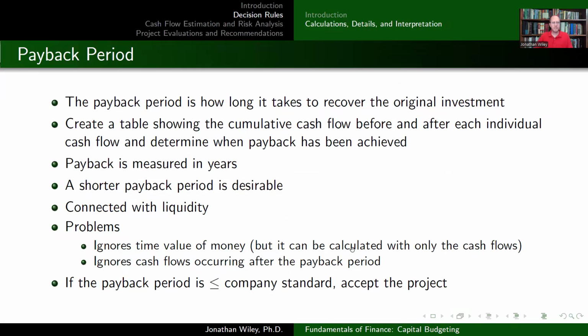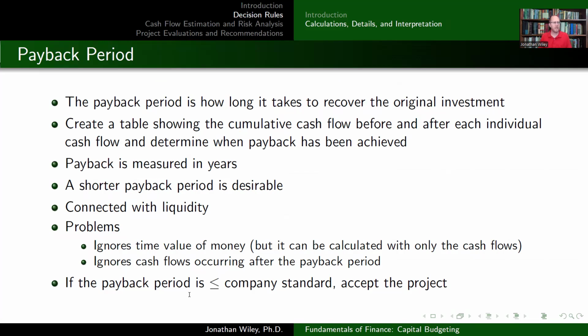Now, how do I decide what to do based on payback? Well, if the payback period is less than or equal to whatever the company standard is, we like the project. So if the company standard is, I've got to get my money back in 4 years or less, and the example that I did was 3.4, that would be good. If the company standard is we have to get the money back in 2.5 years, well, in that project, we only get the money back after 3.4 years, that would be bad. So basically, you compare that payback period to whatever the threshold is, and that's how you determine whether you would accept or reject based on payback.